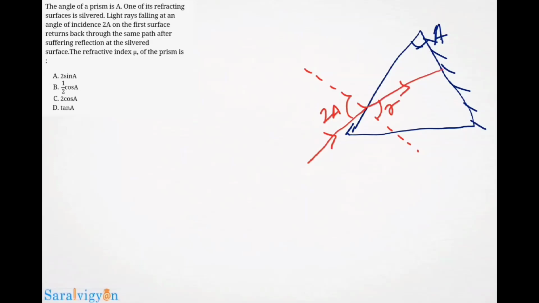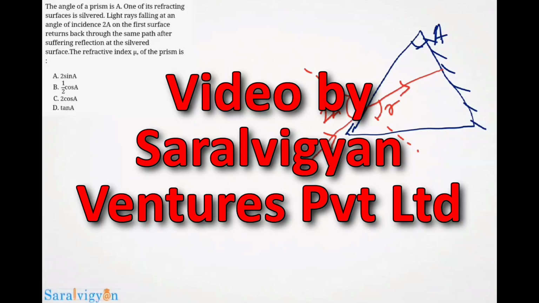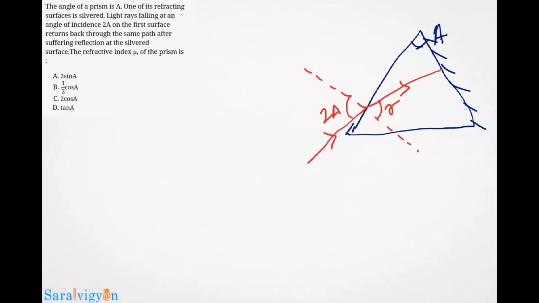And we are given that upon meeting the second surface, which is silvered and acts as a mirror now, it returns back to the same path. That means after reflection it returns back to the same path. We know the law of reflection is that angle of incidence is equal to angle of reflection. Here if it comes back along the same path, that means there is no angle of incidence, there is no angle of reflection. That means it is traveling along the normal to the surface. So here we have 90 degrees and it travels back to the same path.